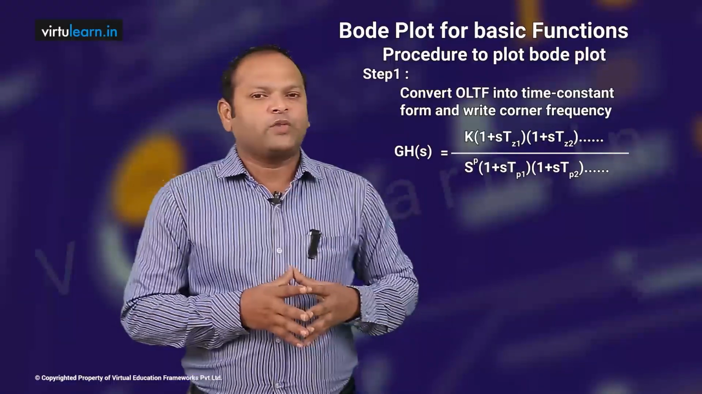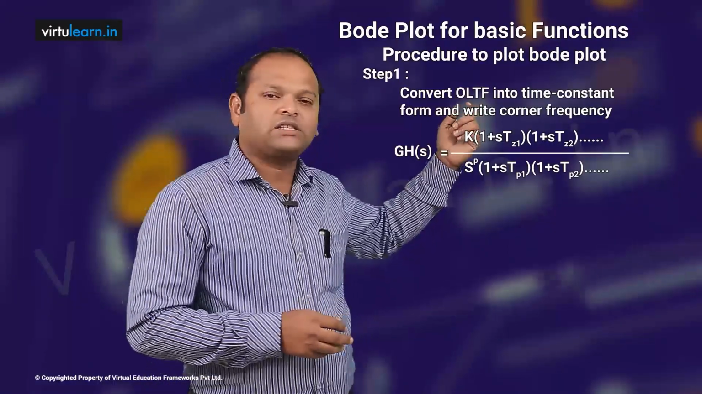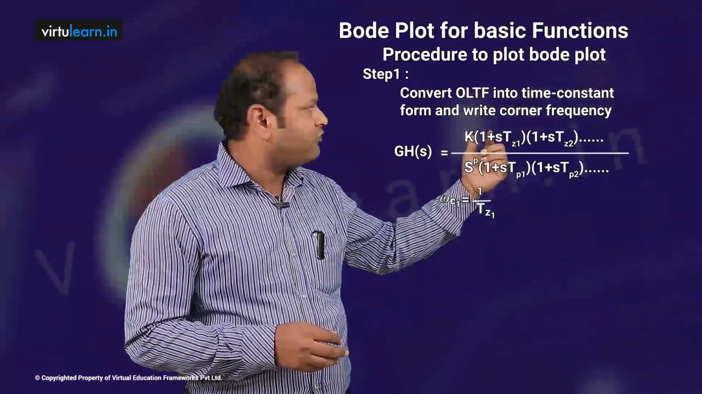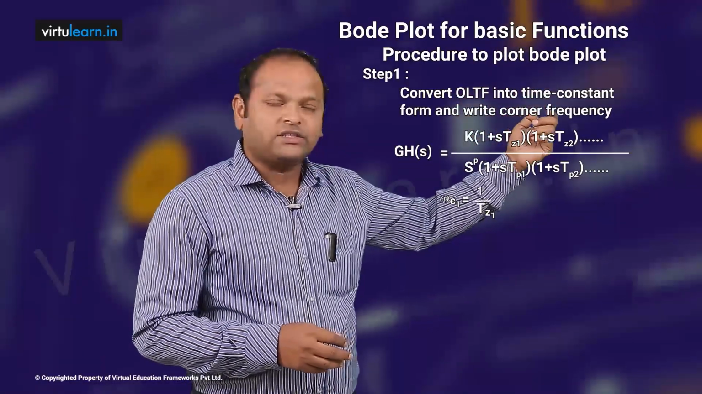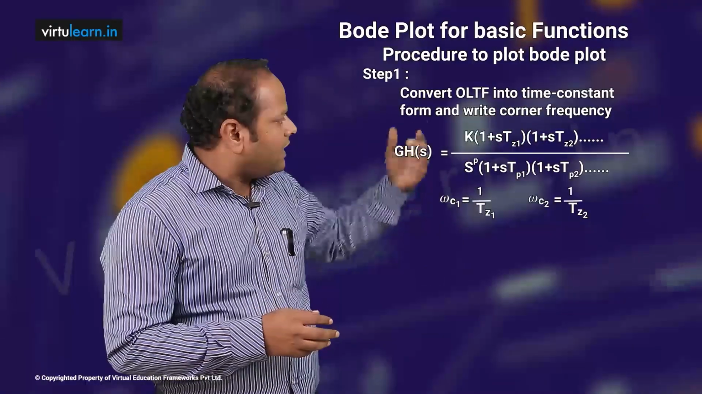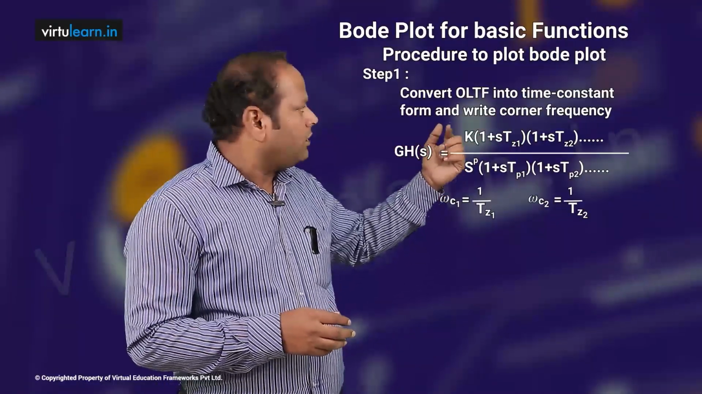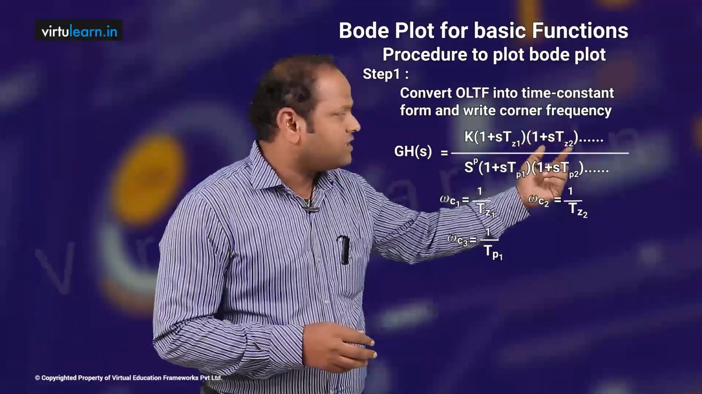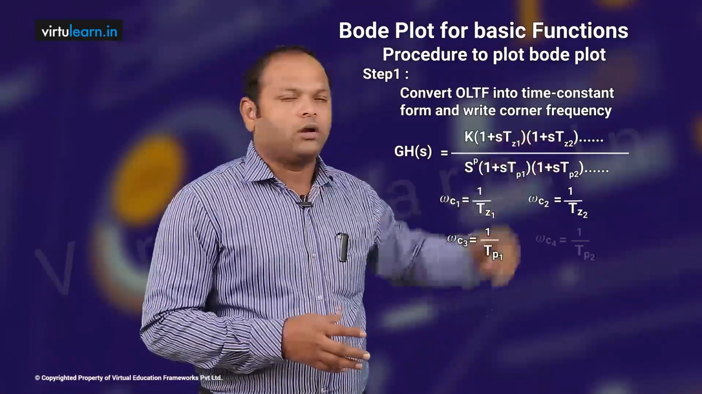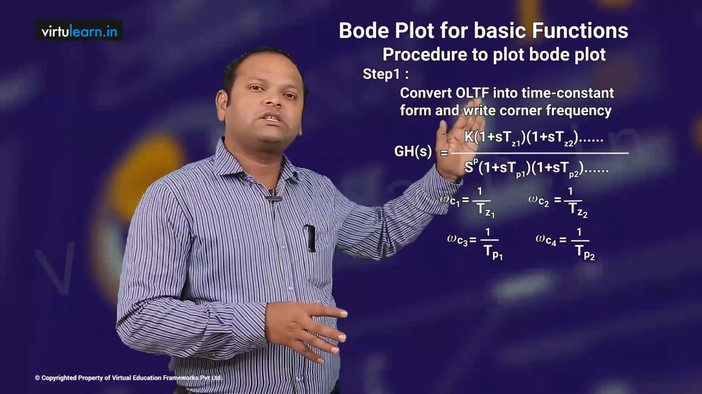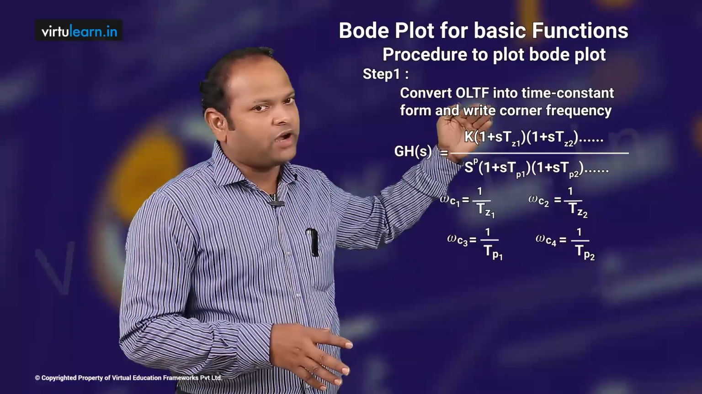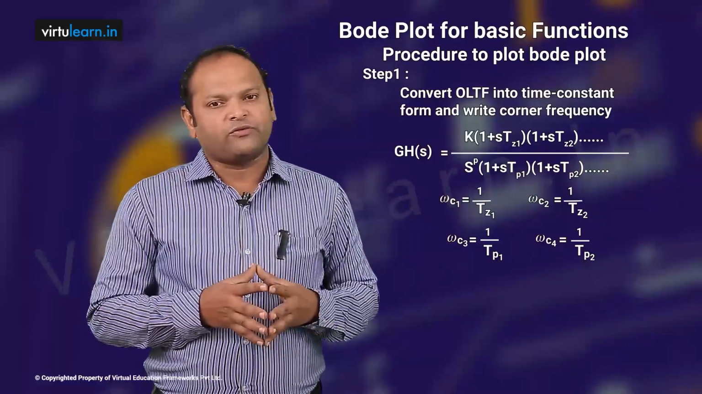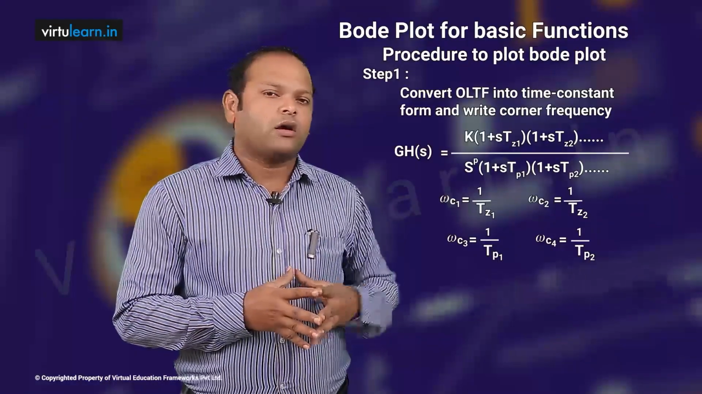So let us extract those corner frequencies and write them here. Let us say omega c is my corner frequency. Omega c1 I can say is 1 divided by Tz1, omega c2 is 1 divided by Tz2 and so on for zeros. And again, omega c3 is 1 upon Tp1 and omega c4 is 1 upon Tp2 dot dot dot. So these are the corner frequencies of the corresponding finite zeros and finite poles. Corner frequencies are available only for finite poles and finite zeros, and also for quadratic factors.